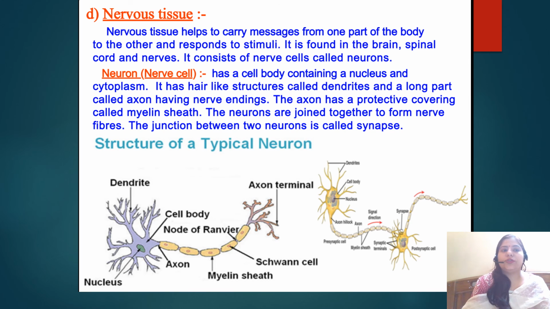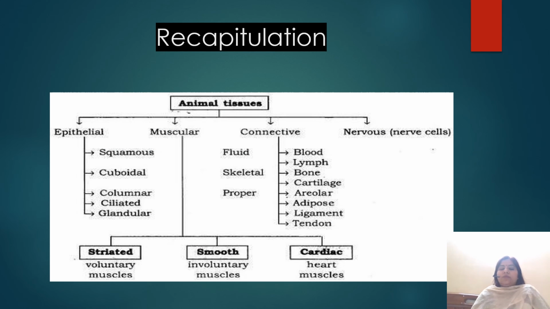Thank you very much. About animal tissues, we have studied that there are four types of animal tissues: epithelial, muscular, connective, and nervous tissues. These are further classified. Epithelial tissues have five types, that is squamous epithelial, cuboidal, columnar epithelial tissue, ciliated epithelial tissue, and glandular epithelial tissue. Muscular tissue is further classified as striated muscles, which are voluntary muscles, smooth muscles, which are involuntary muscles, and cardiac muscles, which are present in the heart, and they are also involuntary muscles.